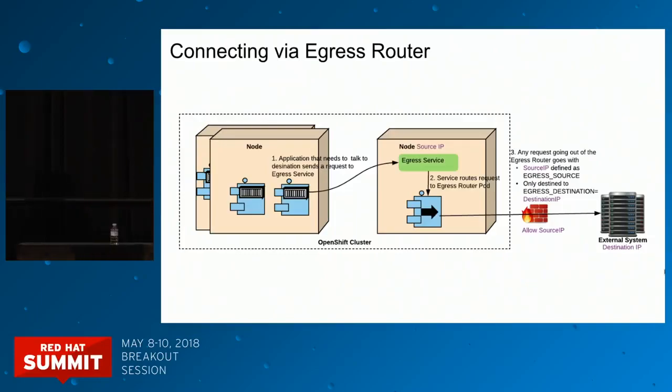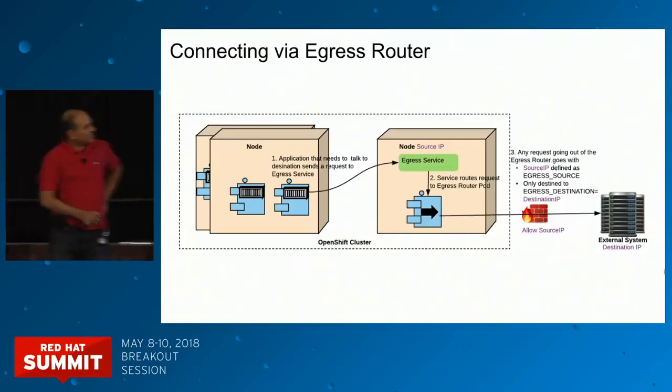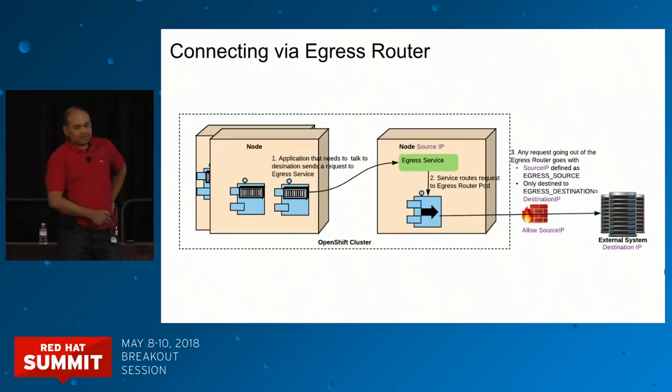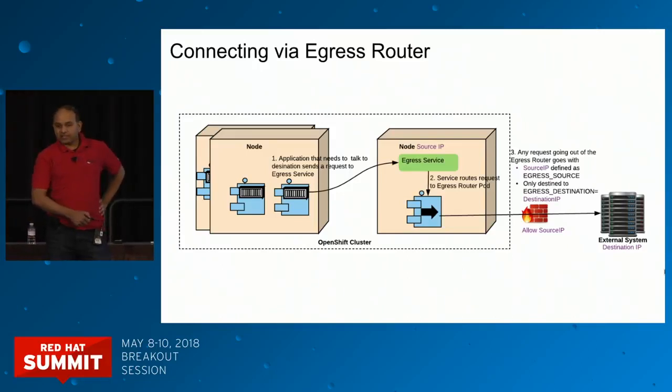I'm not moving. So when the traffic goes out, it changes the source to this source IP. So your firewall will see the traffic coming as a particular source IP. Right? That's the advantage of using the egress pod. But if I have so many different services, do I have to create so many different egress pods, right? What are the other solutions?